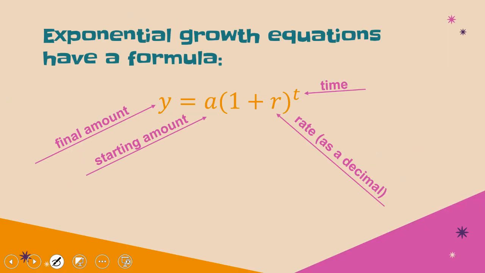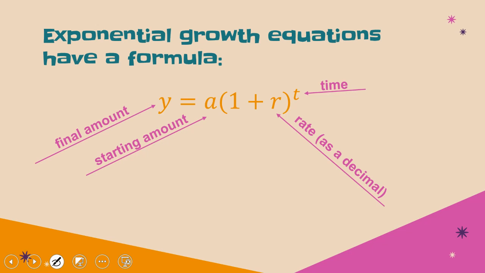Exponential growth equations always have a formula, and this is the formula that we use: y equals a times (1 plus r) to the t power. Each of those letters signifies something. So y is your final amount and a is your starting amount of whatever is growing exponentially. So maybe that's bacteria. a would be the number of bacteria you started with, y would be the number of bacteria that you end with. It might be people in a population, it might be rabbits, any sort of thing that grows exponentially. a would be your starting amount. y would be how much you end with.